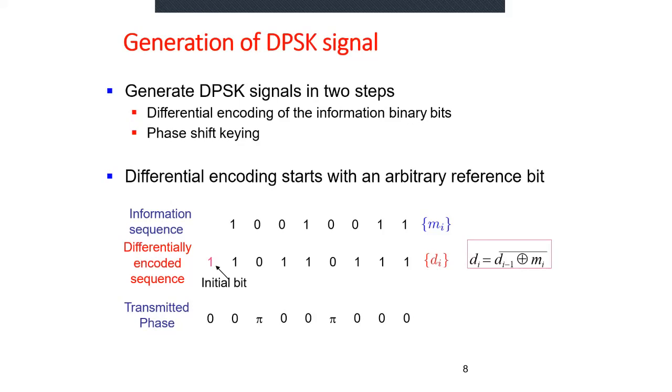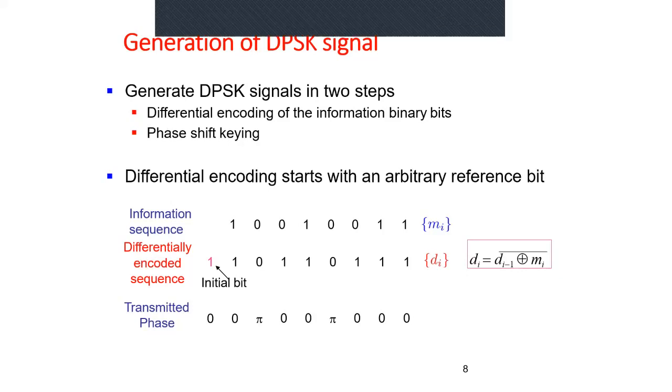Now, as an assignment, take the initial bit as 0, and tell me what the differentially encoded sequence is and what the phase is. I think this will be your assignment right now. You can do it. Take the same input binary sequence and take the initial bit as 0.